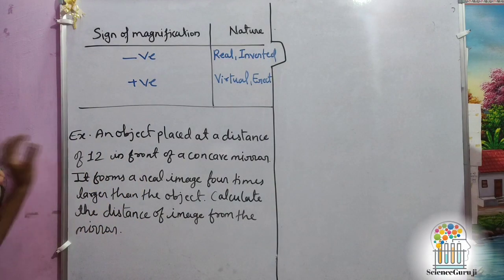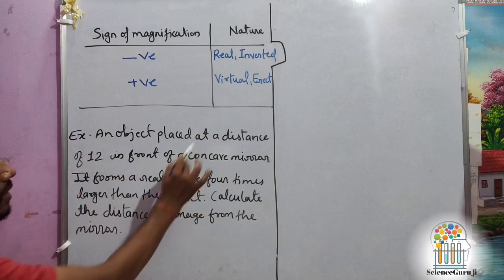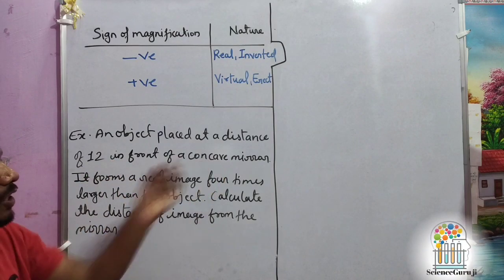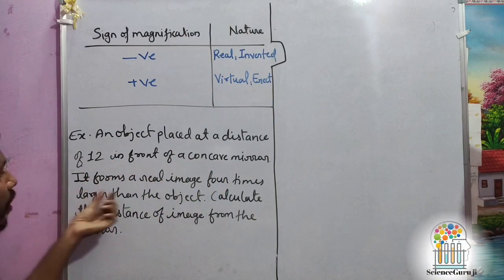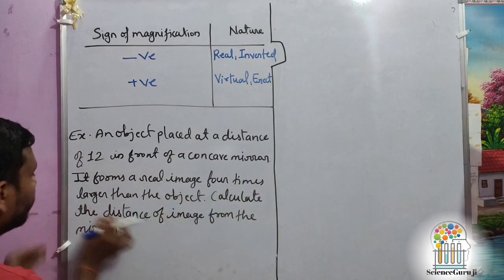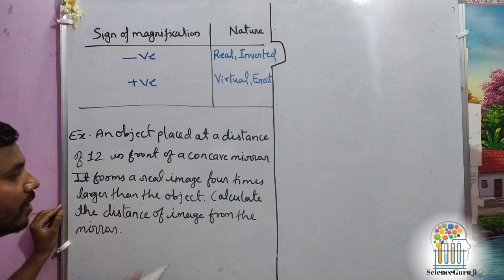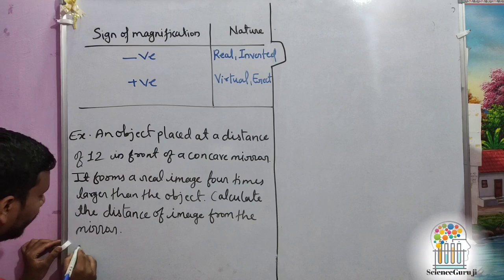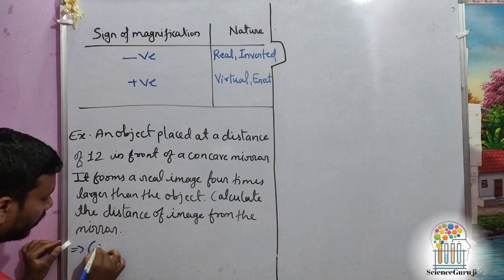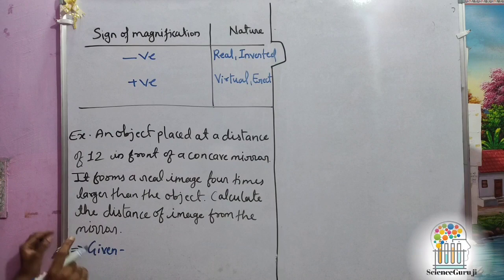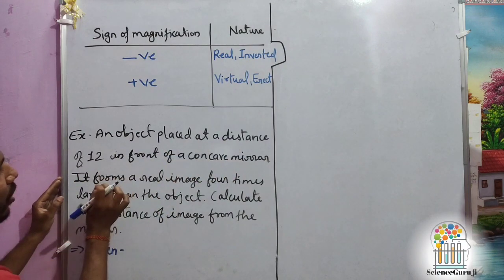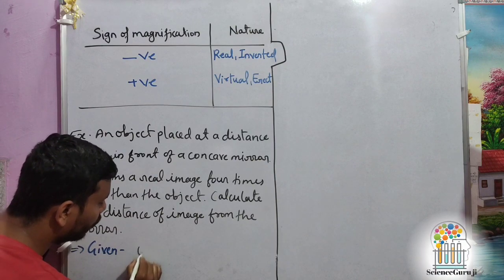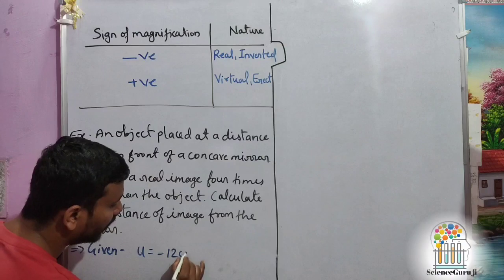Here we have one numerical question. An object is placed at a distance of 12 centimeter in front of a concave mirror. It forms a real image 4 times larger than the object. Calculate the distance of the image from the mirror. So first, what is given here is the distance of the object, so u is minus 12 centimeter.